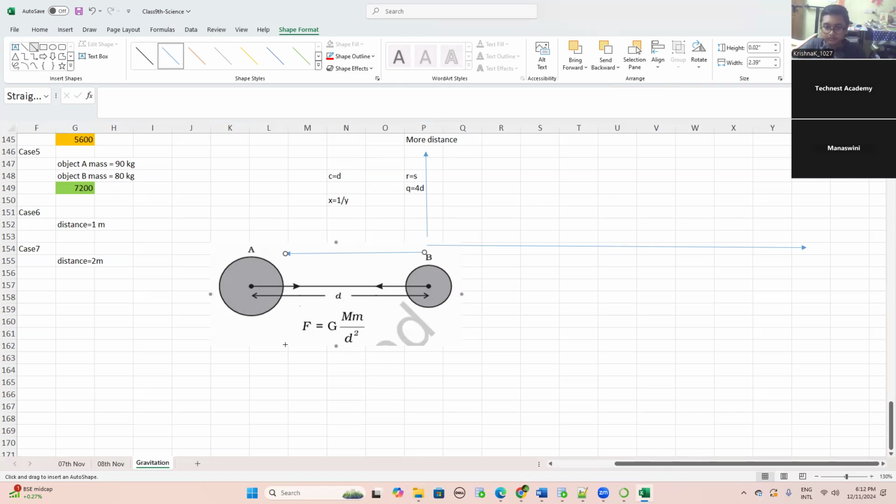And B will apply force on A in this direction. It will attract it here. Got it? So A will try to attract B towards it, and B will try to attract A towards it. Is that clear? Yes, sir. Understood, sir. Okay, very good. Full confidence.